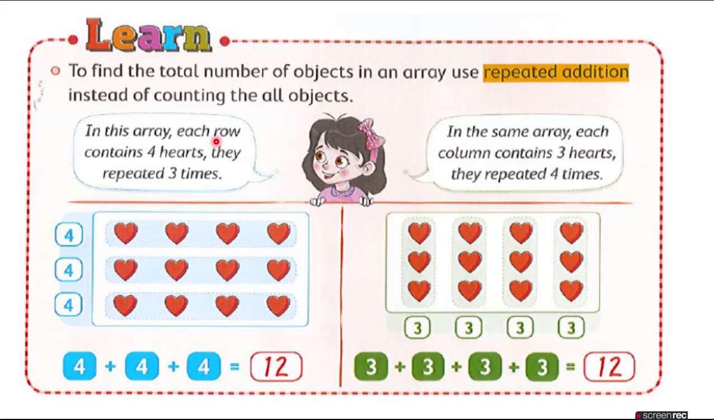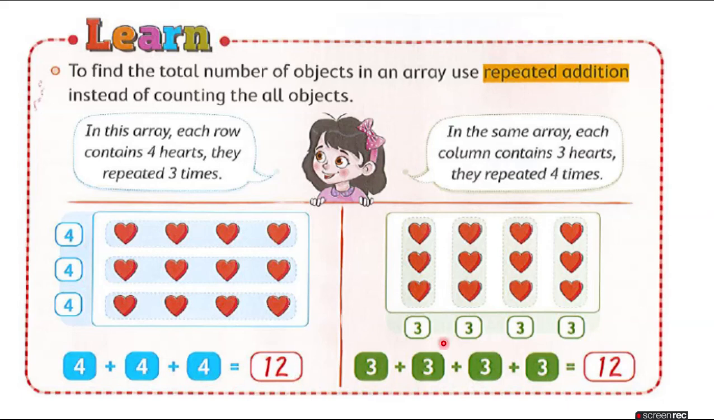In this array, each row contains 4 hearts. They repeated 3 times. يعني ايه؟ انا عندي اول row في كام heart؟ 1 2 3 4. طالما 4 في الفيرست row اكيد 4 في السكند row اكيد 4 في الثيرد row. So 4 plus 4 plus 4 give me 12.